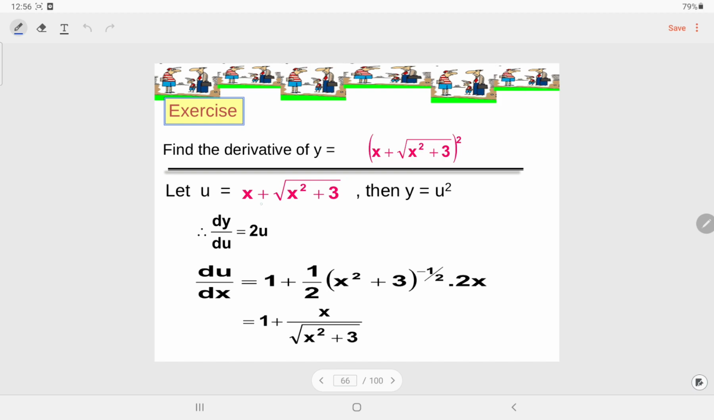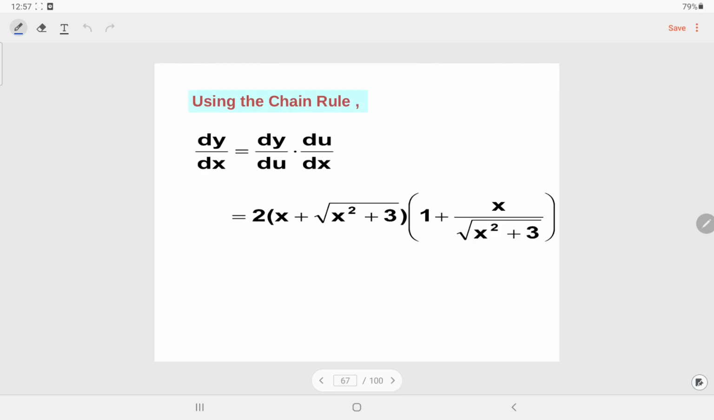We let u equal to x plus (the square root of x squared plus 3). Then let's say that y equal to u squared, because this we let as u. Okay, dy over du, this one, and then du over dx, this one. So by using the chain rule, okay, we can get the answer.